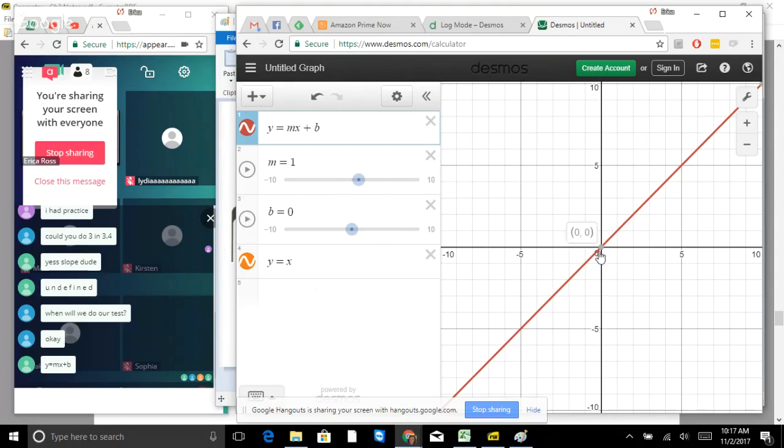And this particular line has a slope of 1, which makes sense because out in front of this x, we would assume that there's a 1, right? And our slope is our rise over run. So if I rise 1, run 1, rise 1, run 1, rise 1, run 1, rise 1, run 1. It works out graphically.